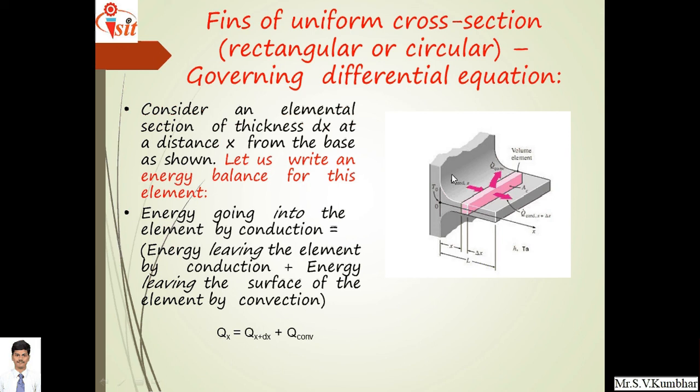So whatever energy is coming to this element, Qx, is equal to whatever energy is conducted through this element towards this tip, that is Qx plus dx, plus some amount of heat that is convected out of this element, Q convection. This is the energy balance equation for this red colored element. So Q in is equal to Q out plus Q convection.